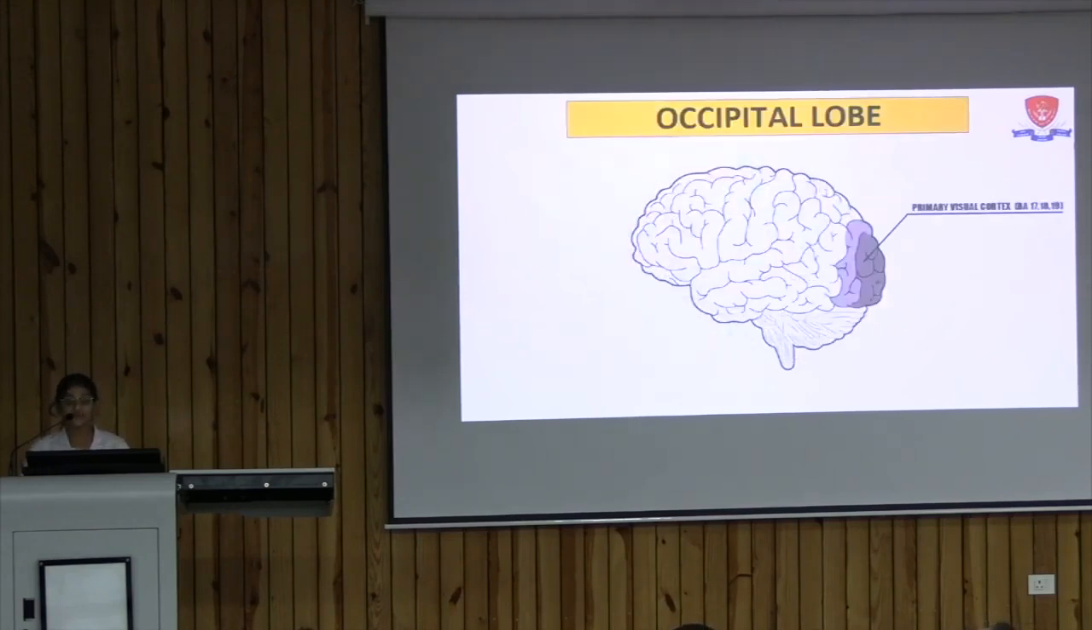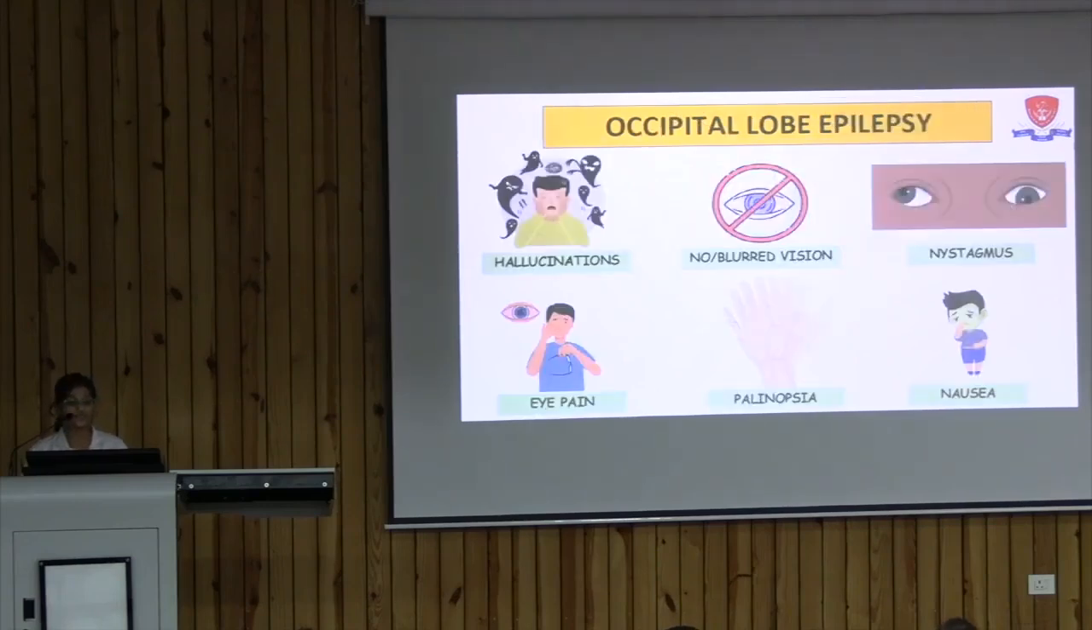Moving on, the occipital lobe occupies the small area behind the parieto-occipital sulcus. The seizures of occipital lobe epilepsy originate in the occipital cortex. It is the least commonly involved brain region in epilepsy. The symptoms shown by the patients are hallucinations, eye pain, palinopsia, blurred vision, nystagmus, and nausea.